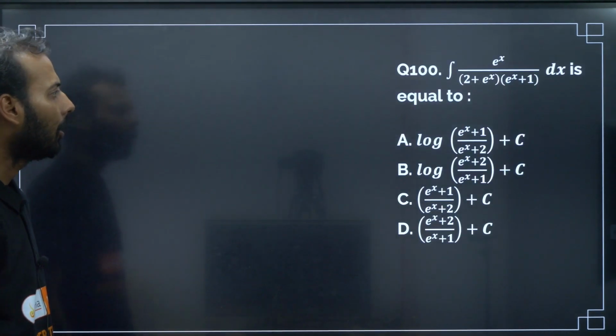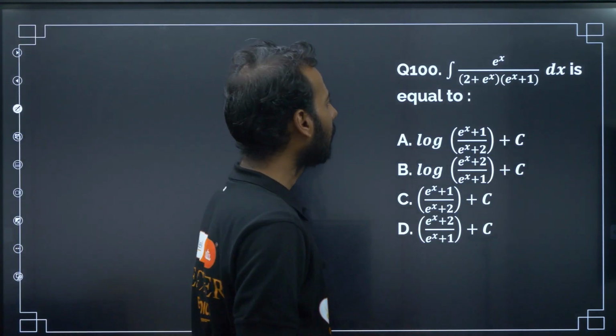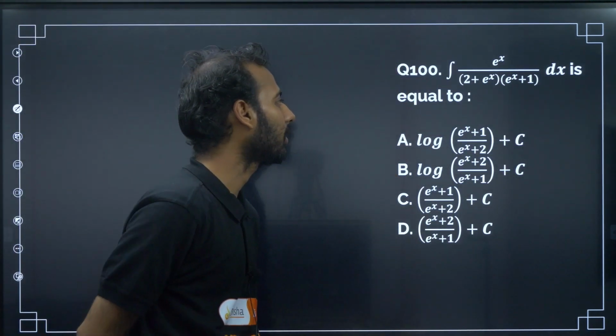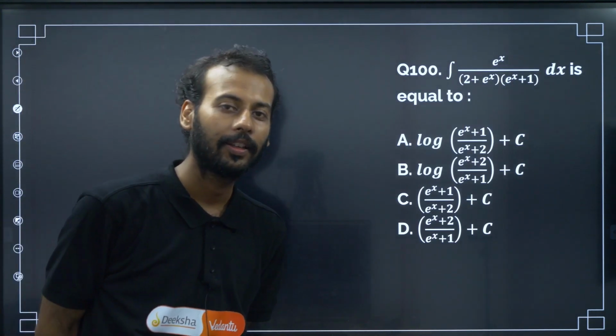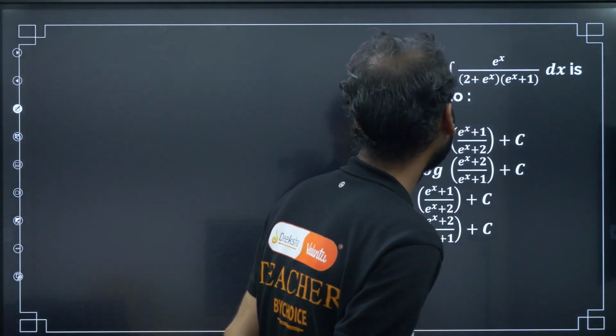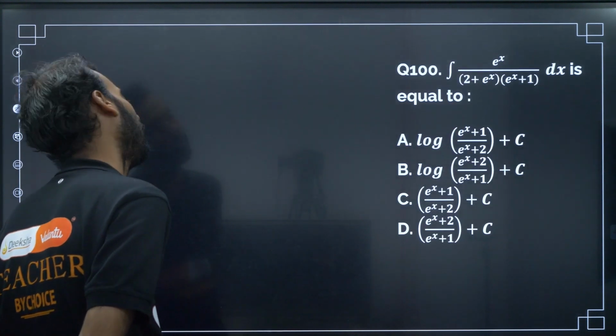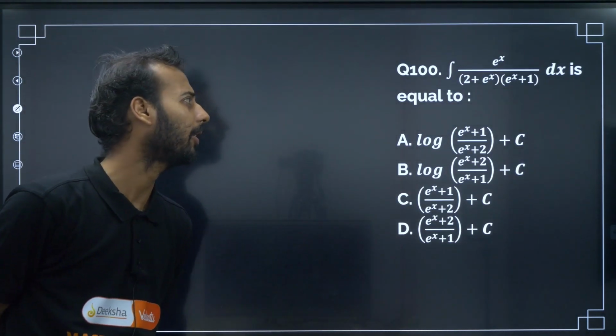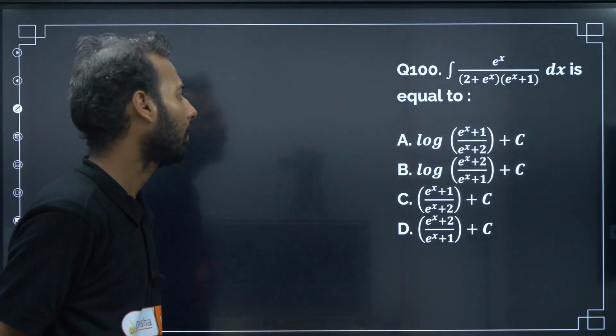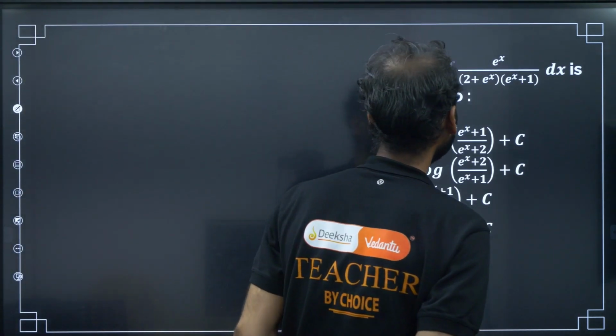Moving to the next question. Integration of e raised to x over 2 plus e raised to x plus 1 dx. Again, it is an algebraic expression, no standard form is available. So it is very obvious that whenever an algebraic expression comes, go for algebraic manipulation. Now how to manipulate this expression?